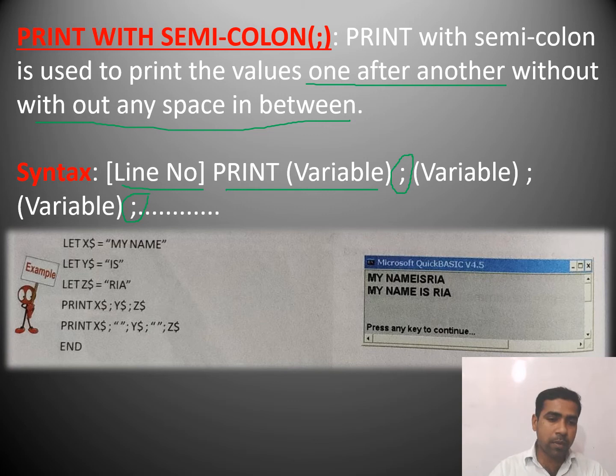For example, let X dollar symbol equal my name is Ria. If I write this example using print with the semicolon, how will you get the output? See here, this is the output screen. In this way you will get the output. After "my" there is a space, but after "name is Ria" there is no space in between the words. So why is it not there?